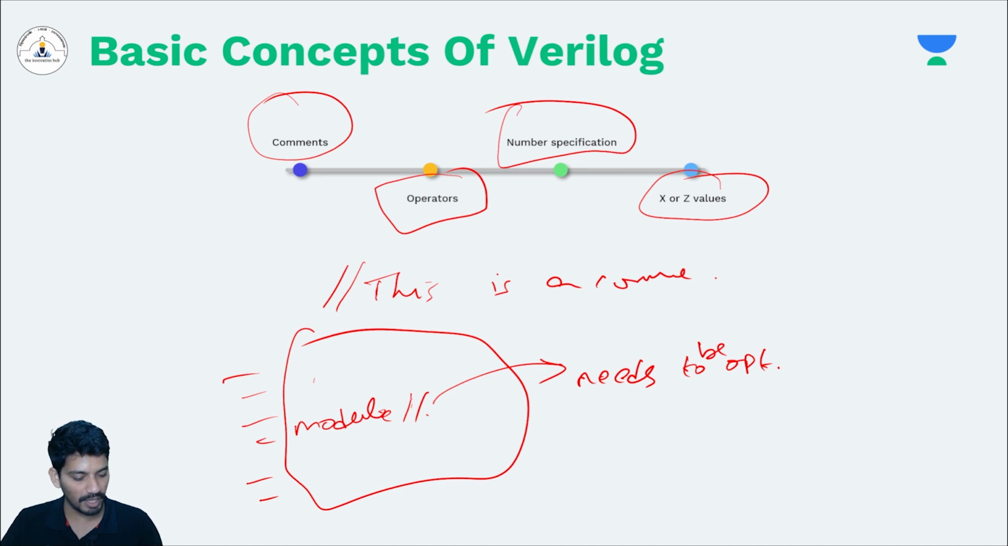So that is the purpose of comments. A single line comment can be written using two backslashes. If you want to comment multiple lines, 1, 2, 3, 4, you can use backslash star. To close the comment, star backslash. Okay.